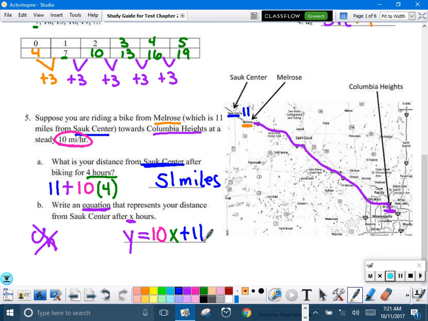Okay, think about that problem. It's not that difficult. It's related to everything we've been doing. It's just putting it into context of a word problem and looking at a map. All right, let's go to page 2.